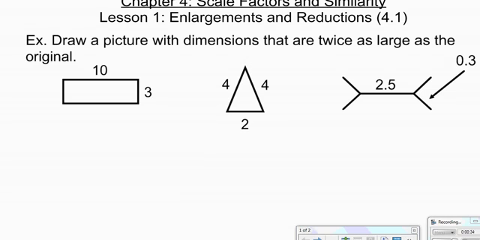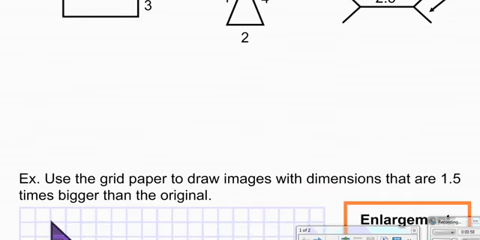So your first problem is to draw new pictures with dimensions. And when I say the word dimensions, what we mean is measurements that are twice as large as the original. So they need to be 2 times as large. So I'm going to pause this and redraw these shapes, and then we're going to use our scale factor.